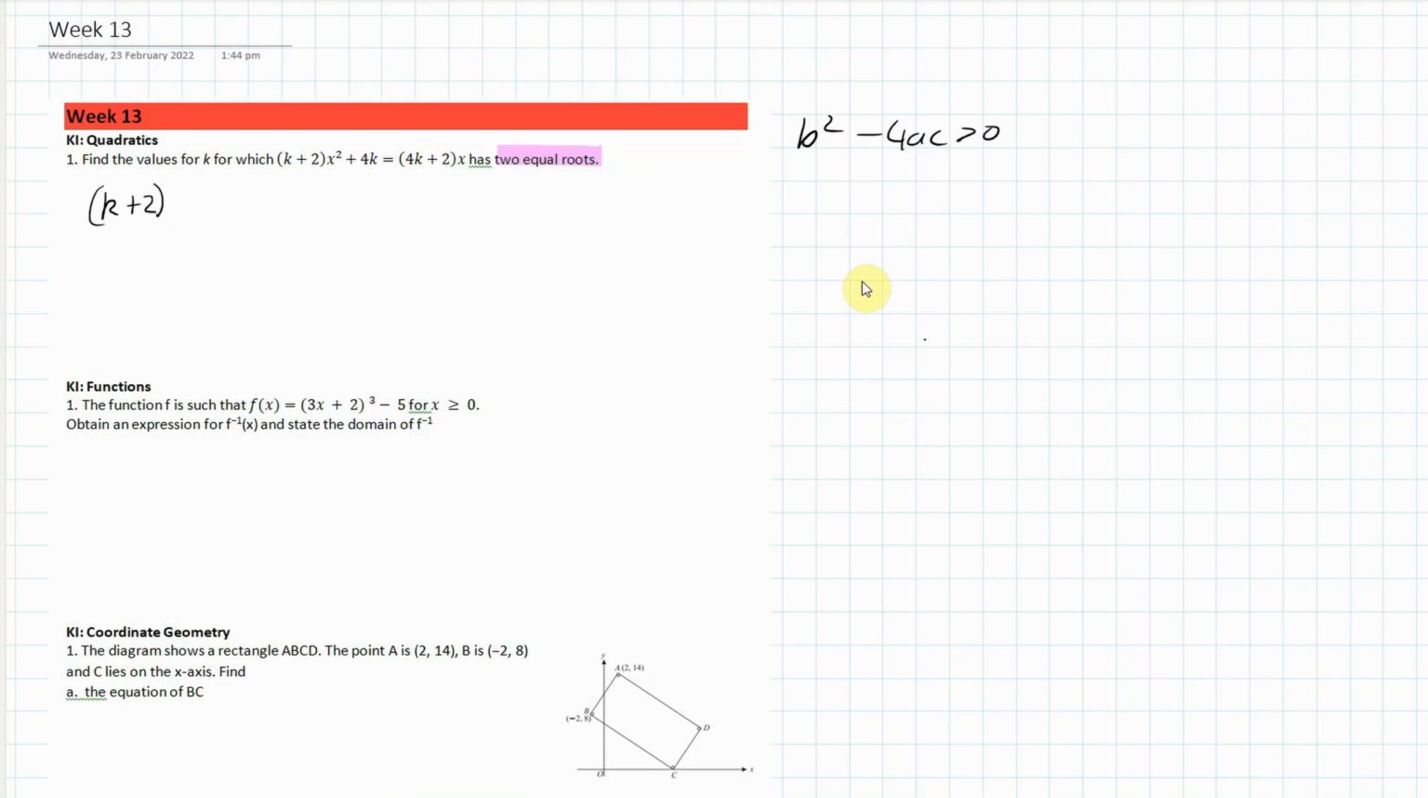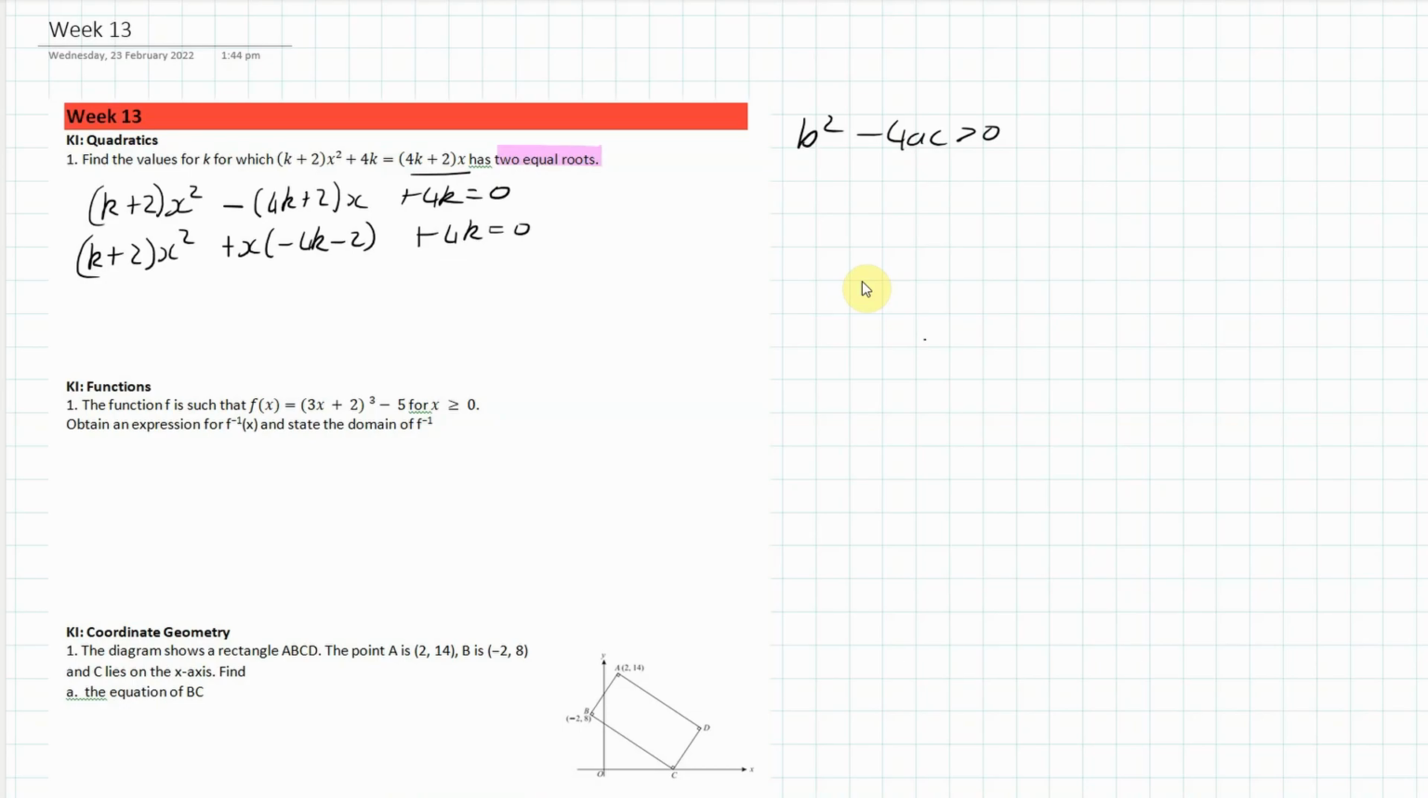Then we've got x squared, so that's our x squared term. We'll pull this across to the left hand side, so it'll be negative 4k plus 2 x plus 4k equals 0. Now, actually, before I pop this into my formula, I might just get rid of that negative there because that's going to cause some problems. So I'll say plus x, and then it's going to be minus 4k minus 2 plus 4k equals 0.